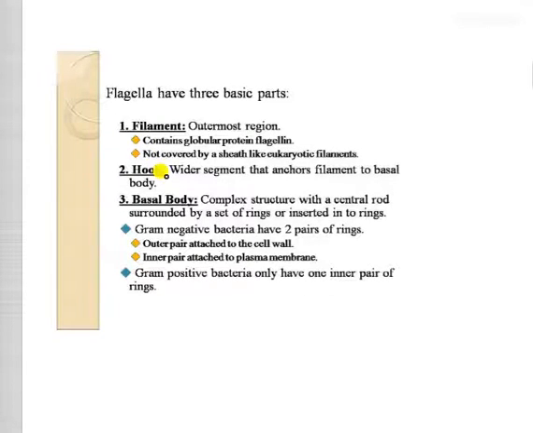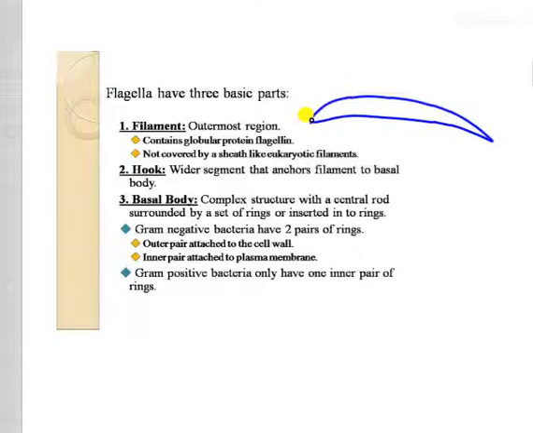Then the flagella contain three basic parts. First one is the filament, second one is the hook, third one is the basal body. The filament is the hair-like structure which is present outside the cell wall. It contains globular proteins called flagellin. It is not covered by a sheath like eukaryotic filaments.